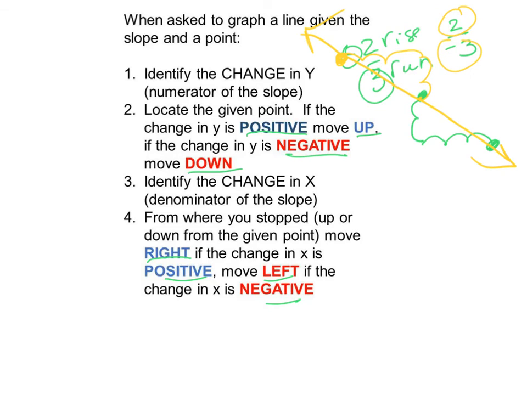So if it's a positive numerator, I'm going to go up. If it's a negative numerator, I'm going to go down. If it's a positive denominator, I'm going to move to the right. If it's a negative denominator, I'm going to move to the left.